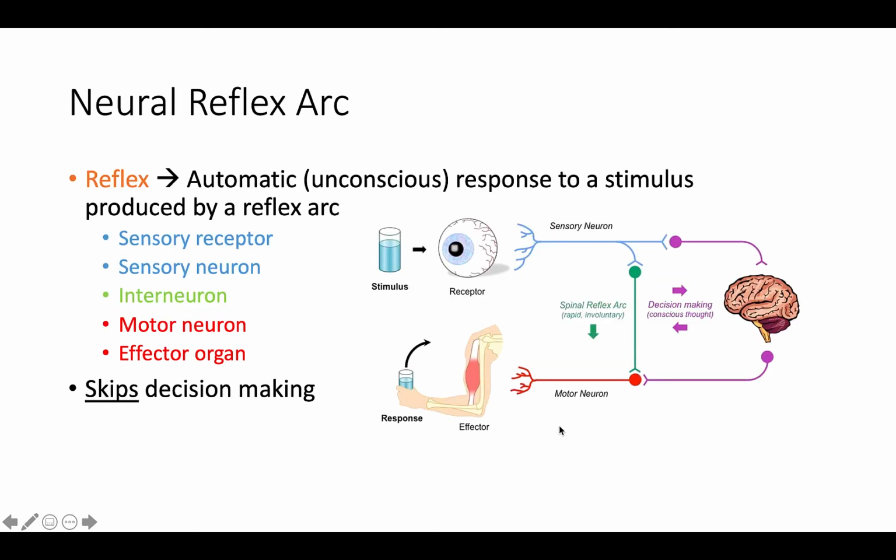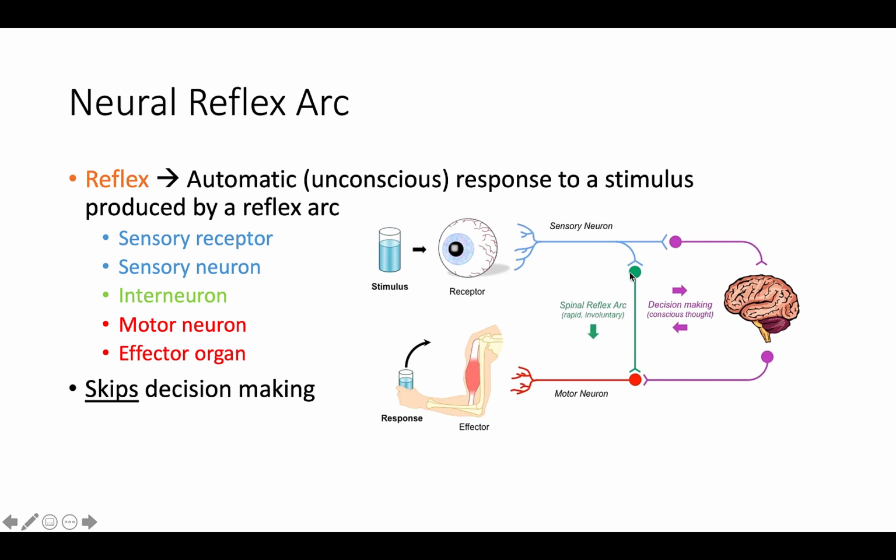And so this is where it makes sense with my colors. Your reflex is going to be an automatic or unconscious response to a stimulus produced by the reflex arc. So you have your sensory receptor, which is blue. In this scenario, it would be somewhere in the eye, and then your sensory neuron would receive input from that, and it would send to two different areas, one to the brain, but that takes a long time, and one is through the spinal cord. So it doesn't go all the way up the spinal cord, it just goes into the spinal cord and then immediately back out, so that we can have a rapid response, a reflex.